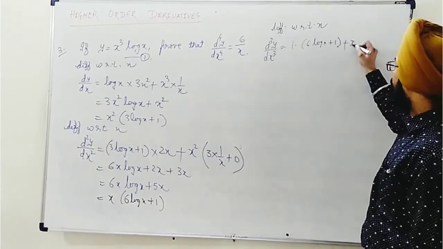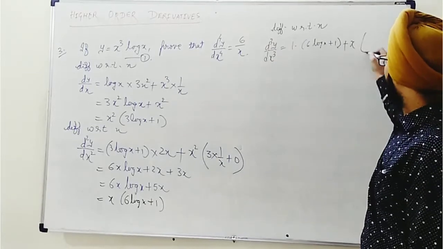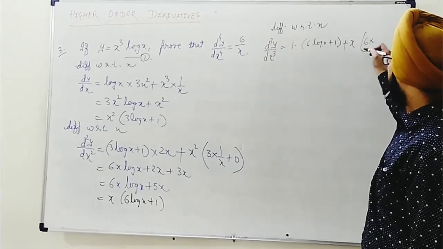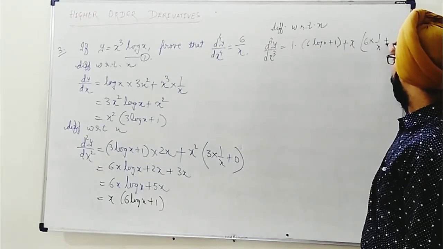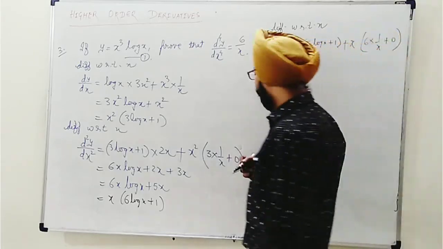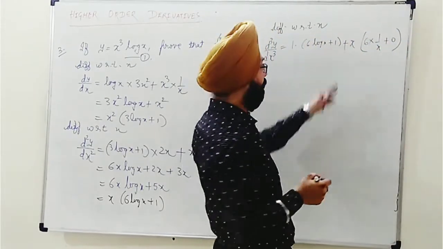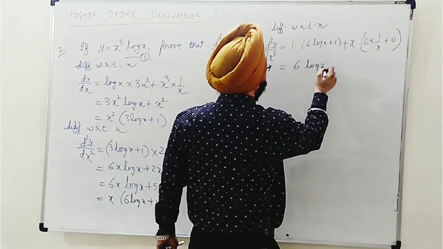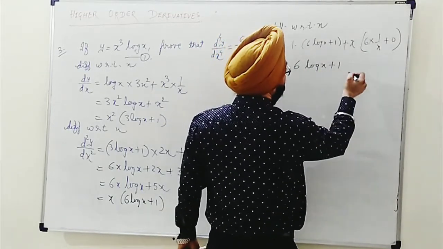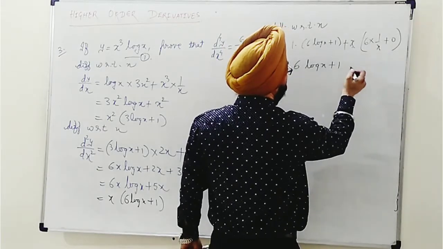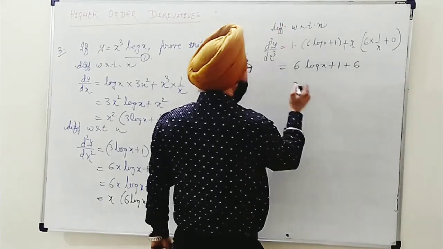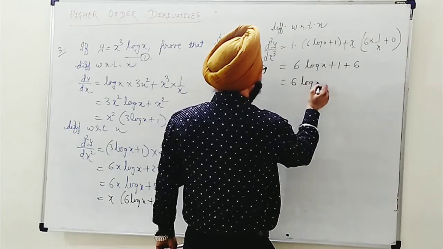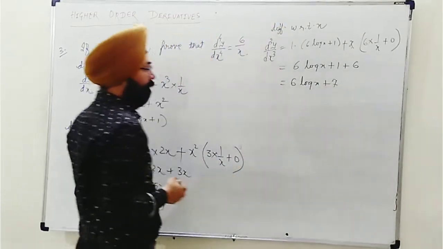now the second term, x remains as it is, and in the bracket it will be 6 into log x, which is 1 upon x, plus 0, as 1 is differentiated as a constant. So simplifying once again we get 6 log x plus 1, and here the x and x cancel out, plus 6. So finally 6 log x plus 7.